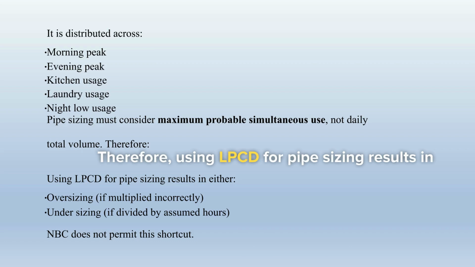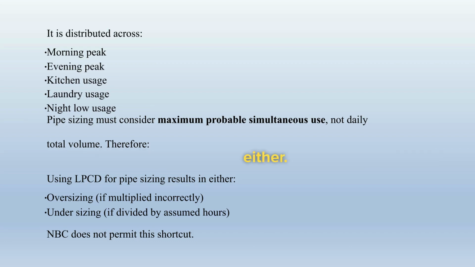Therefore, using LPCD for pipe sizing results in either oversizing, if multiplied incorrectly, or undersizing, if divided by assumed hours. NBC does not permit this shortcut.